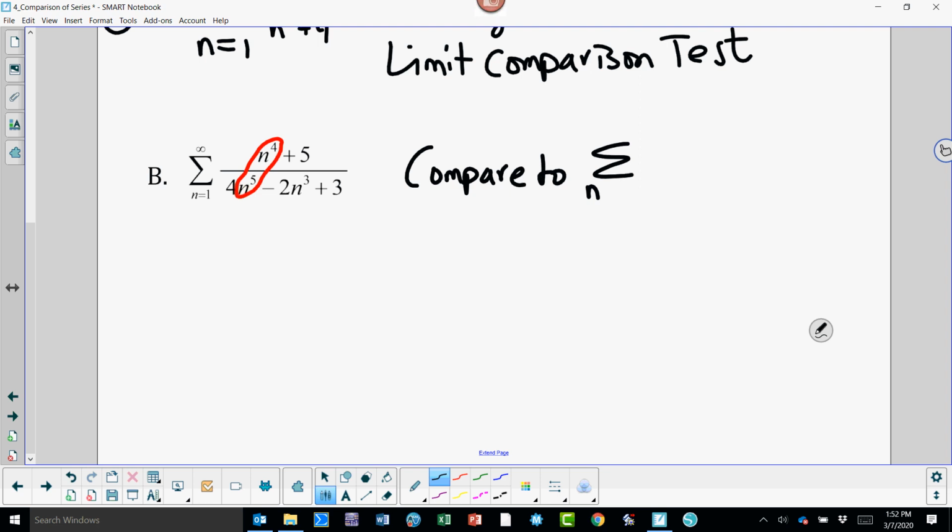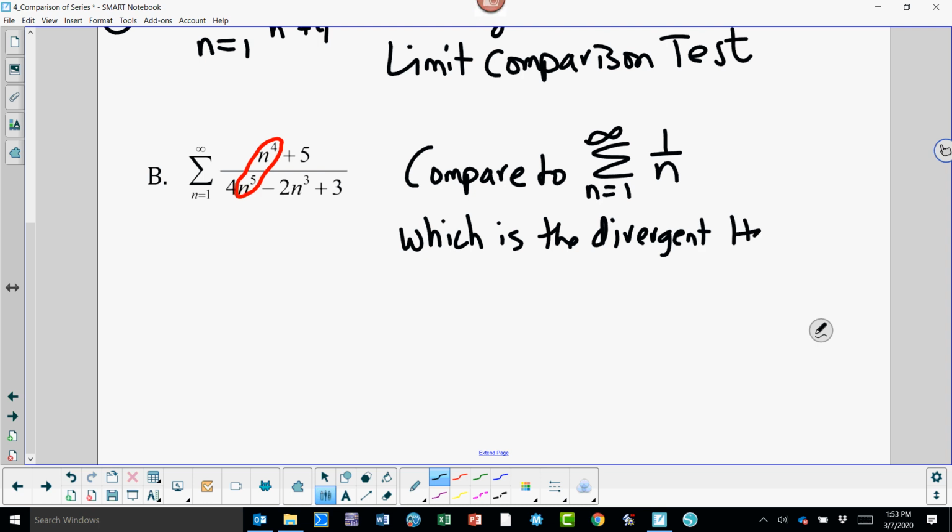to the series 1 over n, because it's n to the 4th over n to the 5th. So we're going to compare it to that, which we know is the divergent harmonic series. So I don't even have to do anything else. I know it diverges because it's the harmonic series, and that's a known thing. So there's my comparison series.